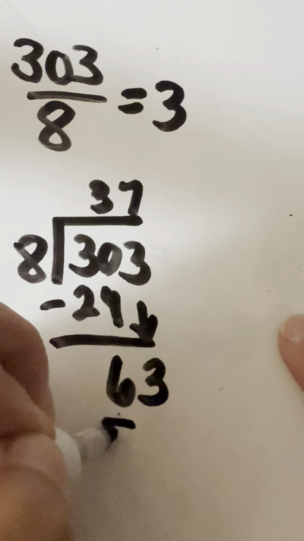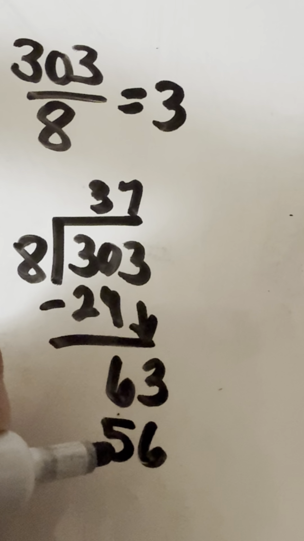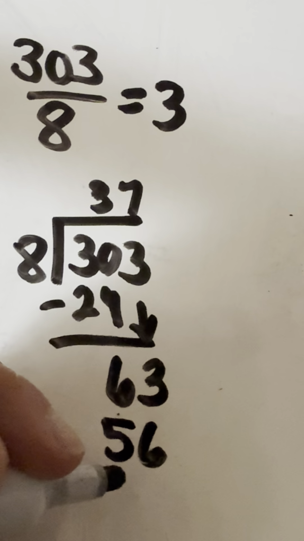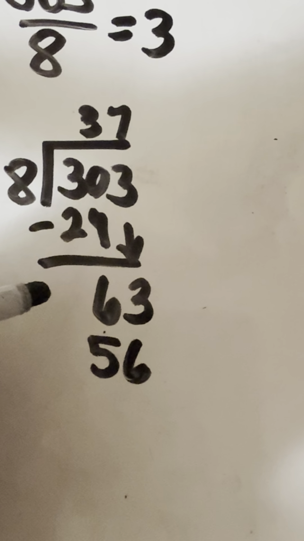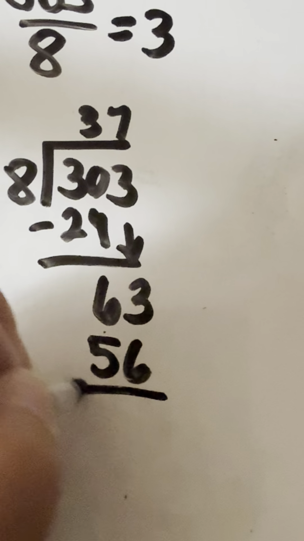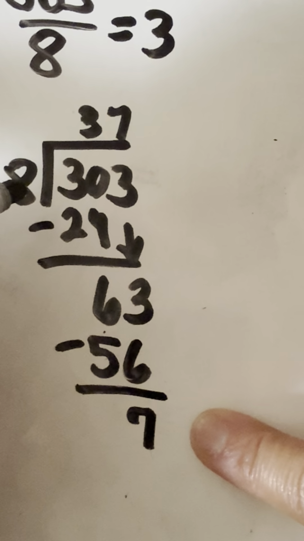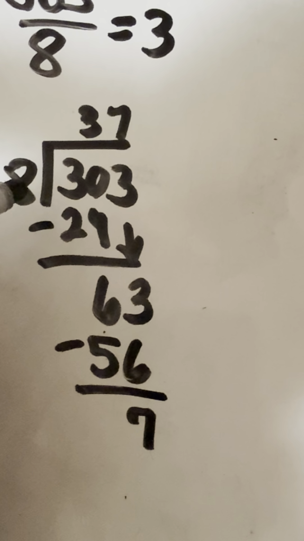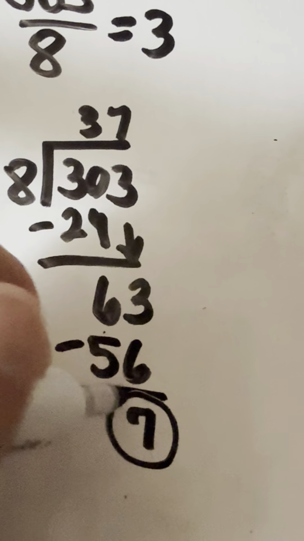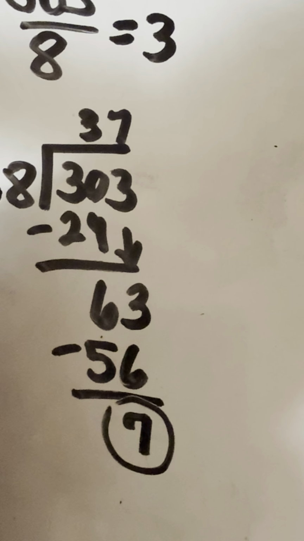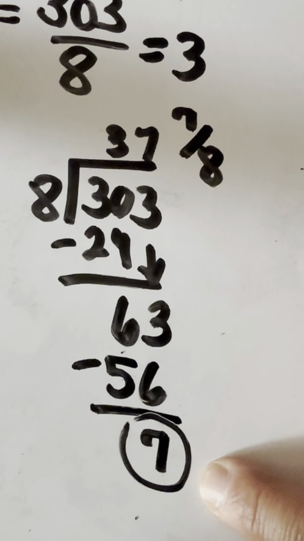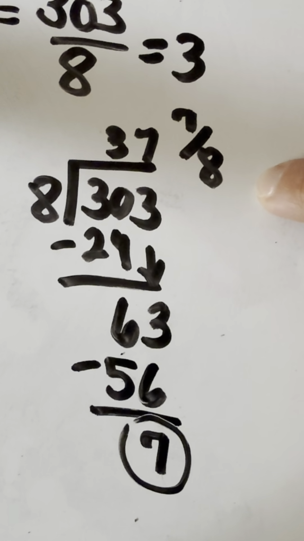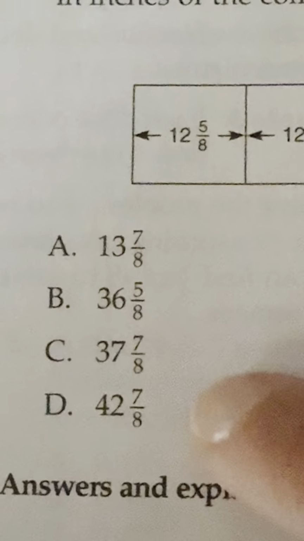So it can only go 7 times. And so that's going to be 56. And then you're just going to do 63 minus 56. So when you do that, that's going to give me 7. Now there's nothing here left over. So this is your remainder, and we do have 8 as the denominator. So we've got 7 and then over 8. So that's how I got that. 7 is your numerator, 8 is your denominator. And so we're looking for 37 and 7/8. And when you look, you can see that C is the proper answer.